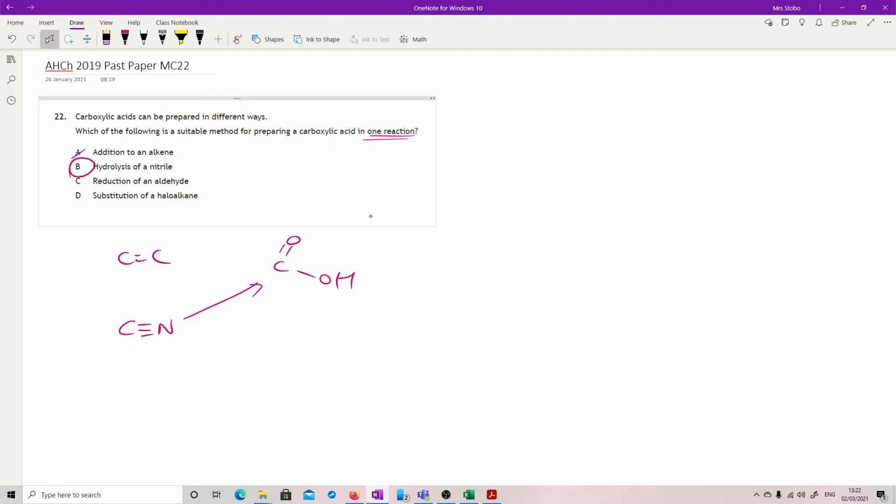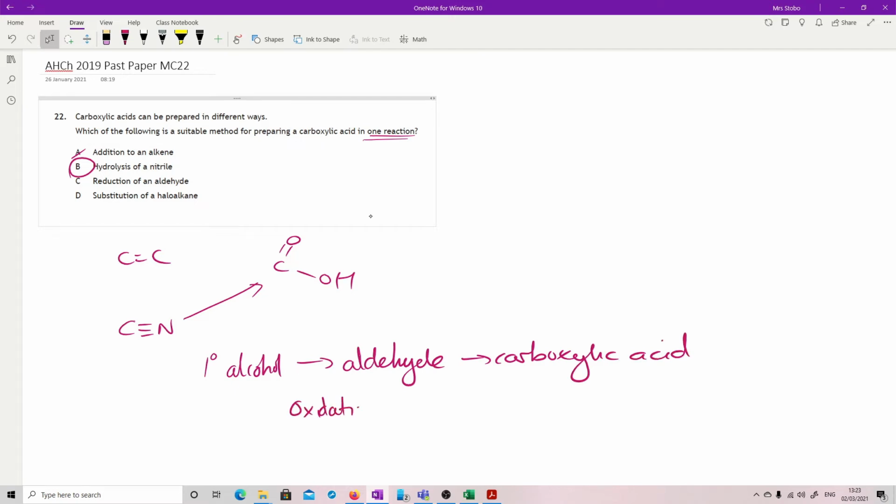Reduction of an aldehyde, just to be clear, you've got your primary alcohol to aldehyde to carboxylic acid, which is a one step, but you should know this is an oxidation and this is an oxidation. So that's wrong for reduction.